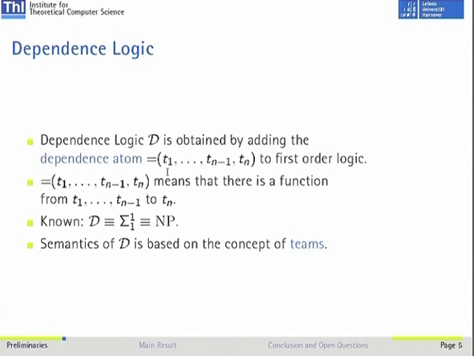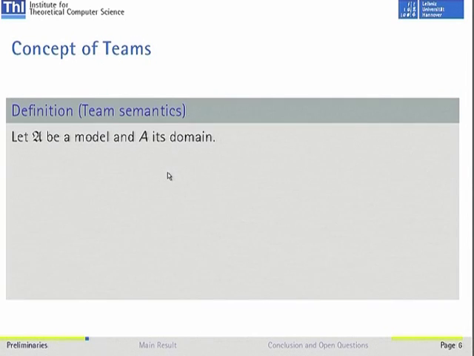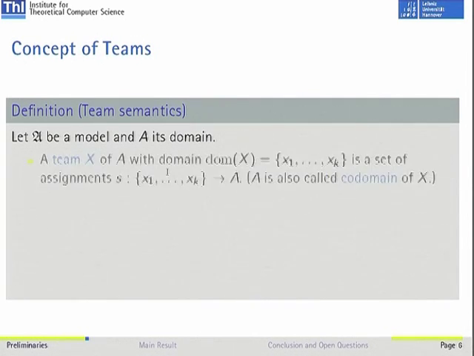The semantics of dependence logic are based on the concept of teams. And a team is defined as follows. A team of the domain of the structure is a set of assignments. And an assignment is just a function that maps each variable to a value.